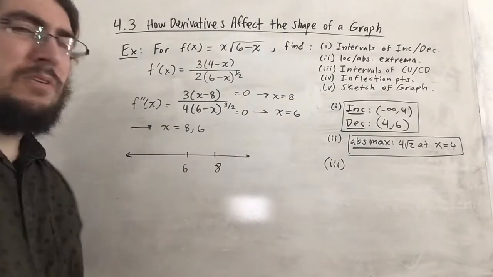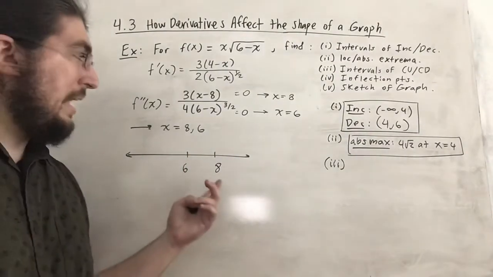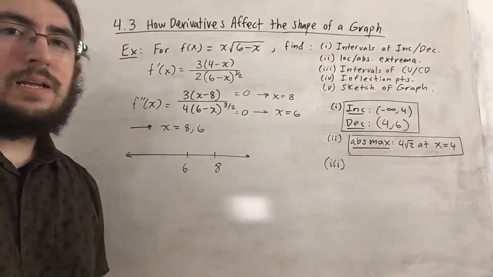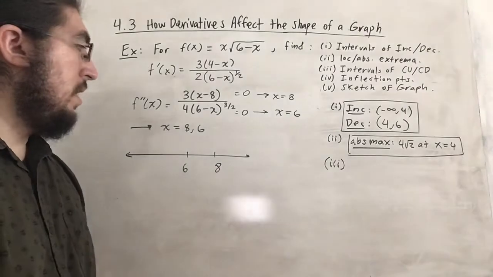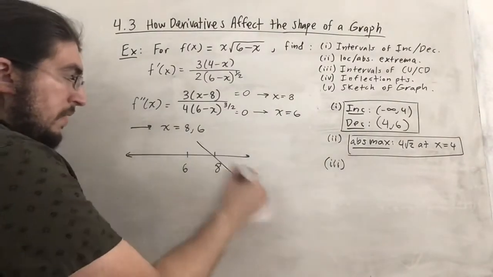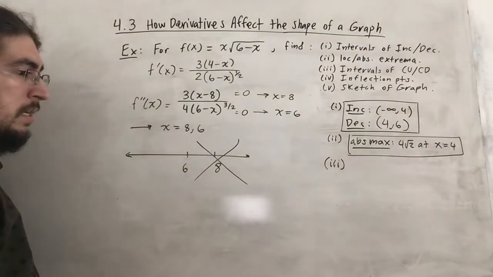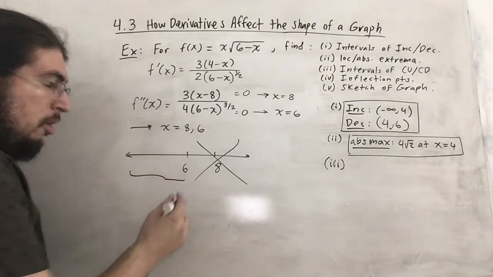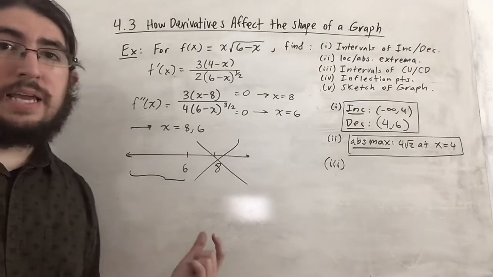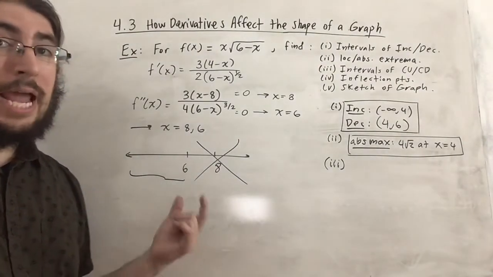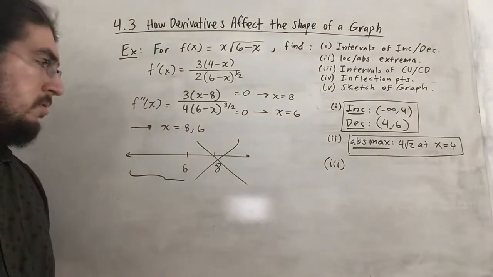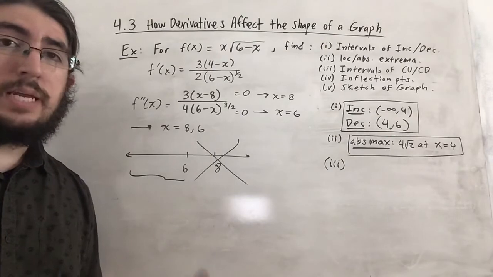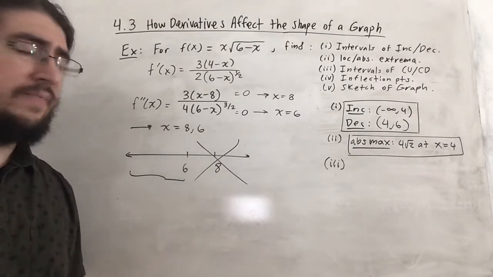But again, there's a problem with 8. The problem with 8 is it's not actually in the domain. Notice when you plug in 8, you get 6 minus 8, which is negative inside the radical. So nothing over here actually exists. So really, all of this region is either concave up or concave down. And with that being said, there are actually no inflection points, which is kind of funny. So there's no change in concavity. It's always the same concavity, concave up or concave down.